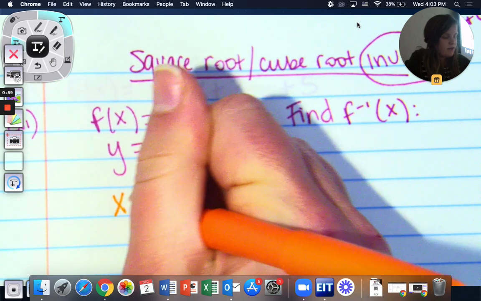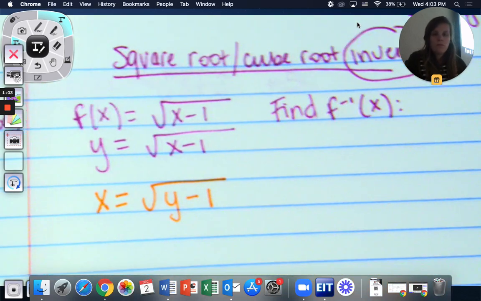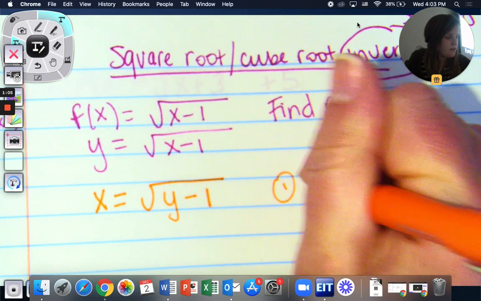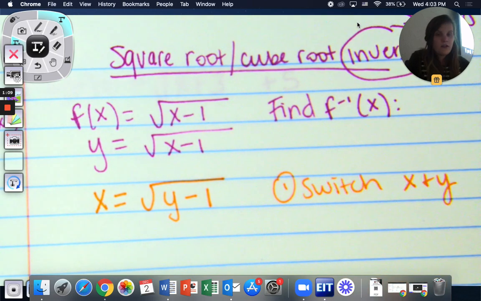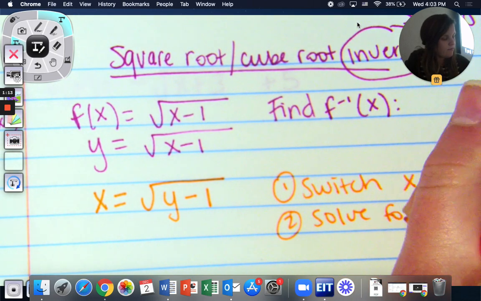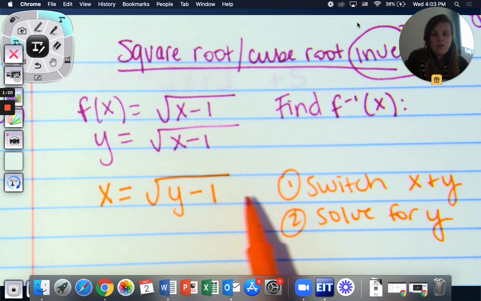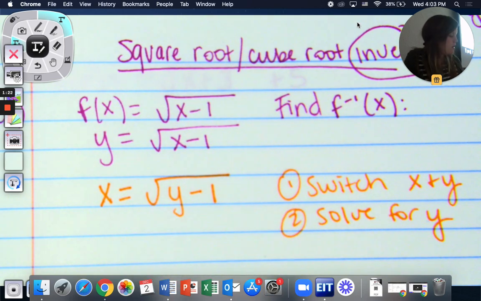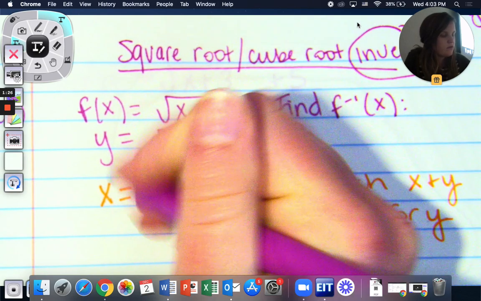So we'll have x equals the square root of y minus 1. That's your first step: switch x and y. Then your second and final step is to solve for y. Get y by itself. We look to see if there are any outside numbers to get rid of first, which there aren't. So you can automatically square both sides to get rid of the square root.